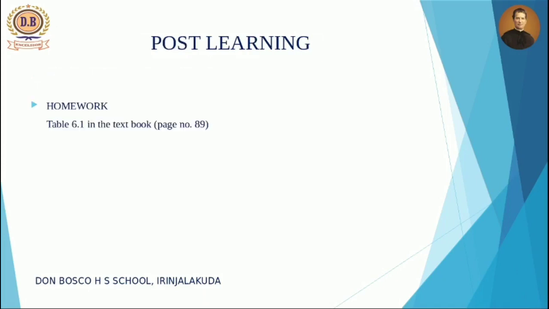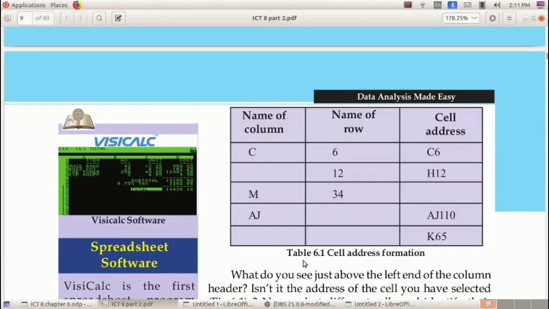Now you have a homework in your textbook, page number 89. A table is given, table 6.1. This is the table for cell address formation. You have to fill this table in your notebook as homework.